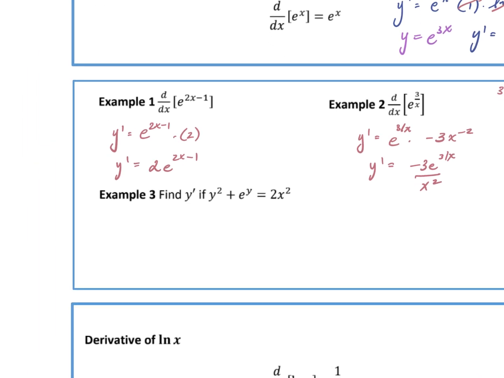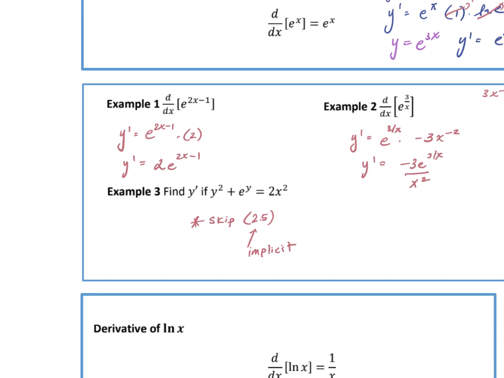All right, for this one, I'm going to skip this right now, because this comes from 2.5, which is implicit, which we're going to do tomorrow.